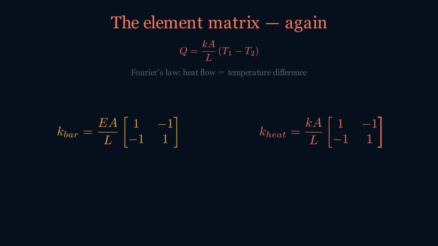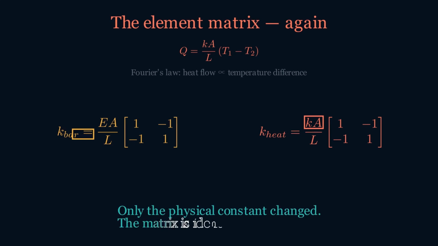On the left, the bar. On the right, heat conduction. Look closely. The only difference is the constant out front, EA for the bar, KA for heat. The 2x2 matrix is exactly the same. The structure of the physics is shared.